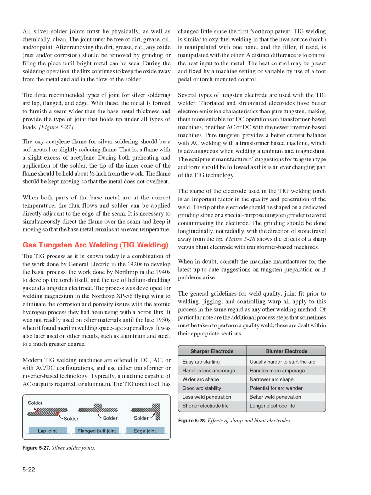A distinct difference is to control the heat input to the metal. The heat control may be preset and fixed by a machine setting or variable by use of a foot pedal or torch-mounted control. Several types of tungsten electrode are used with the TIG welder.